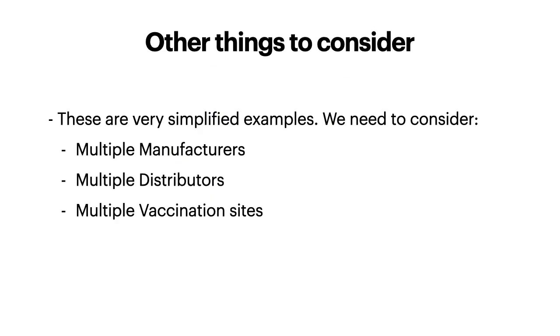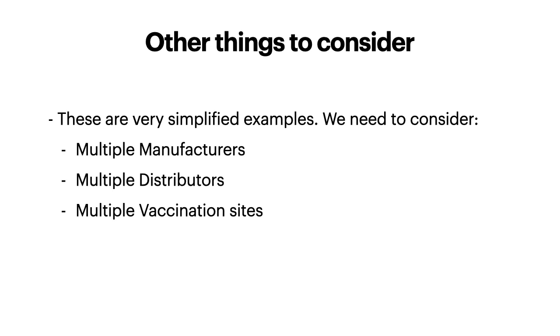Now, there are a few final things to consider. As I mentioned before, these are really simplified examples, and we do need to consider the fact there are multiple manufacturers. I'm sure many of you can list at least 2 or 3 different manufacturers of the COVID-19 vaccine, but there are also many different manufacturers of all the different supplies.